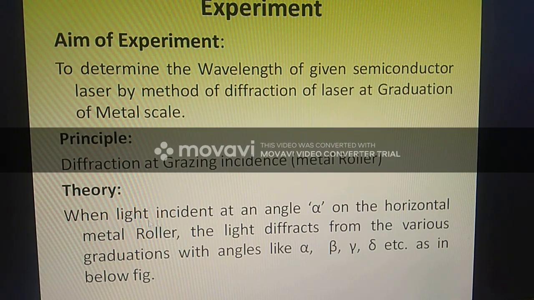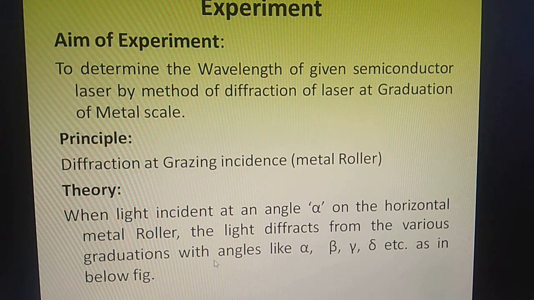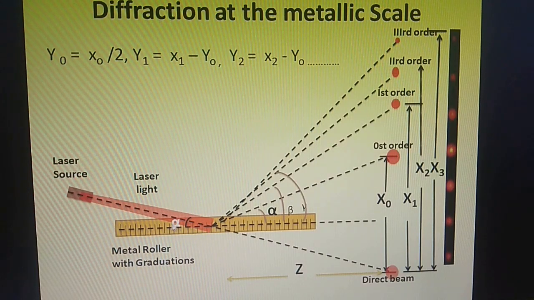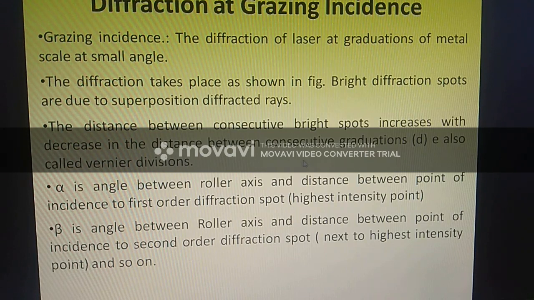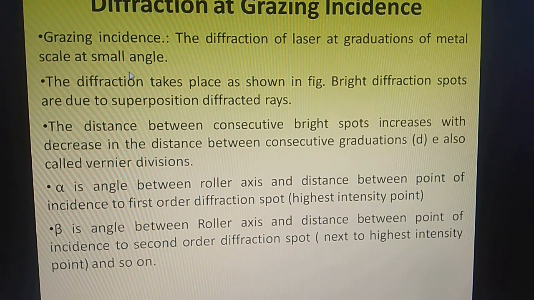When light is incident at an angle alpha on the horizontal metal roller, light diffracts from the various graduations at angles alpha, beta, gamma, delta, etc. This is the same, is it right? So with angle alpha we incident, then we get alpha, beta, gamma like this. So diffraction is taking place. And what is grazing incidence? Diffraction of laser at the graduations of metal scale. That is called grazing incidence. The diffraction takes place as shown in the figure.